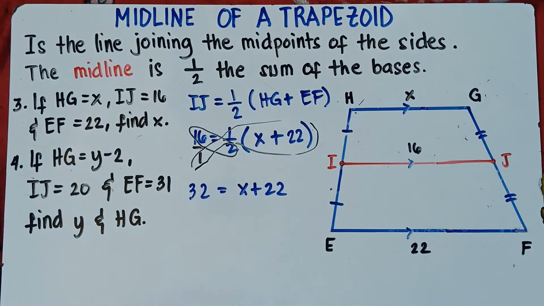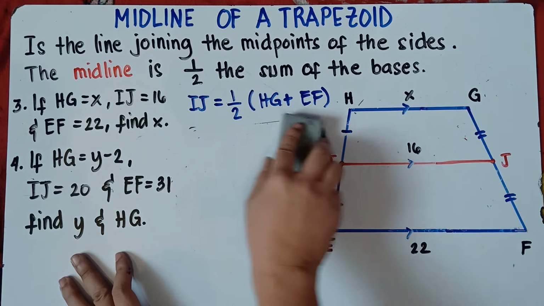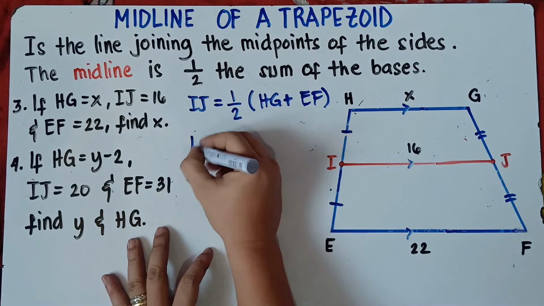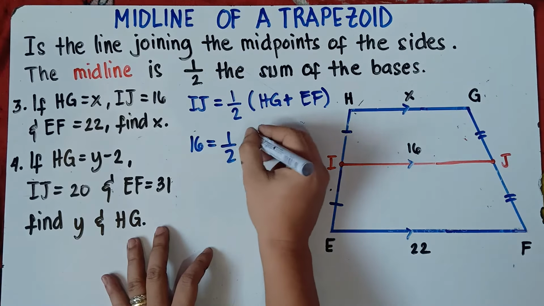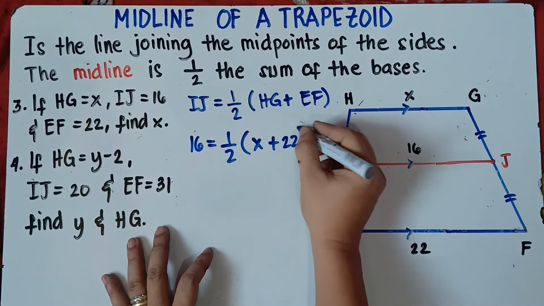But it will be confusing, class, if you do it that way. Okay, if you do it that way, it will be really confusing. So for me, to answer this one is we can just apply the properties of equality. So once again, ij is 16 equals 1/2. Hg is x plus 22 for EF.